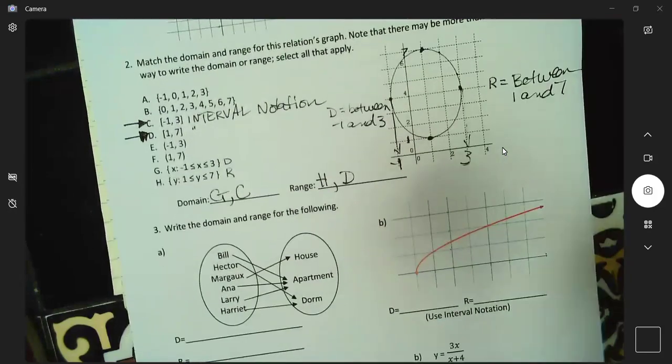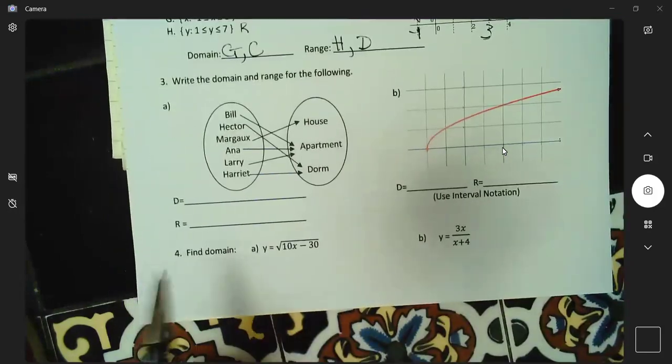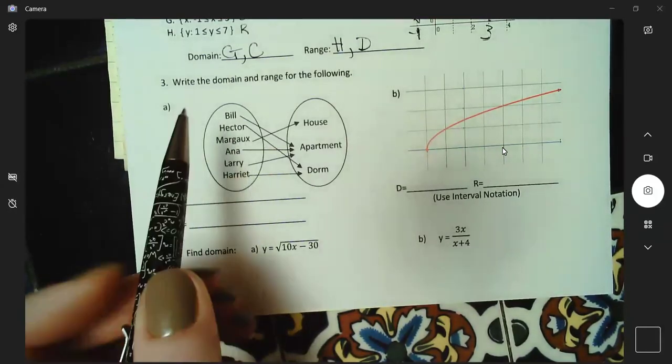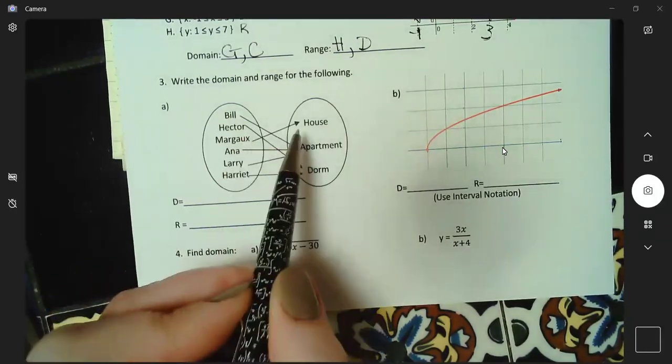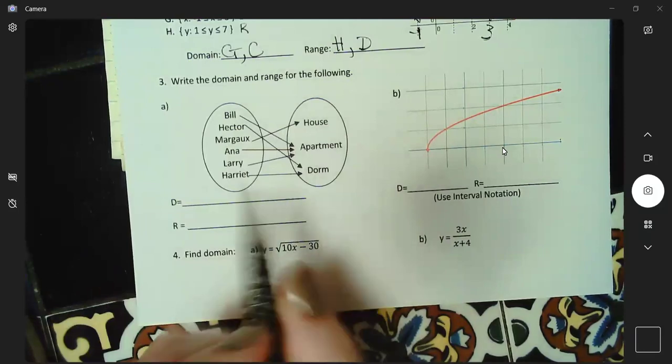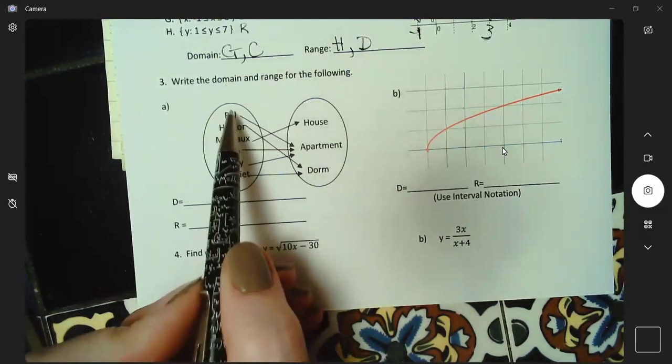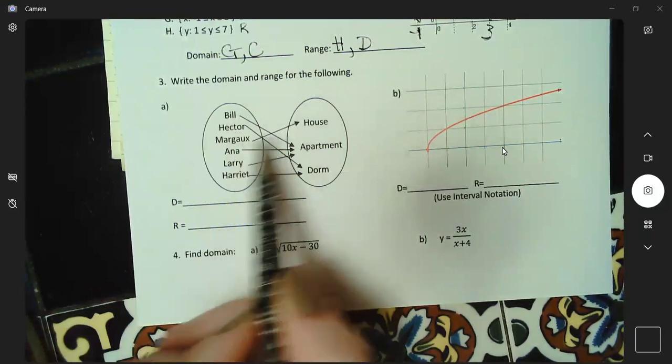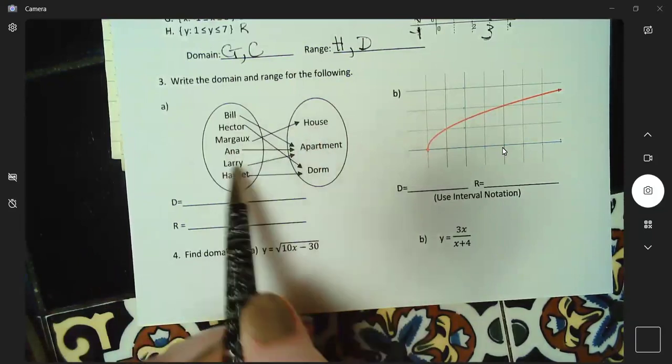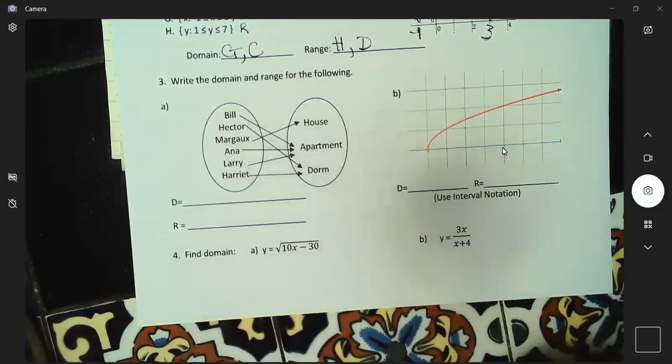Okay, sometimes we have pairings that aren't really about numbers at all. This was just something like, these are the names of some students, and this is the type of place they live in. So we can see, if we're going through here, Bill lives in an apartment, Hector lives in a dorm, Margot lives in a house. Anna's in an apartment, Larry's in an apartment, Harriet lives in a dorm also.